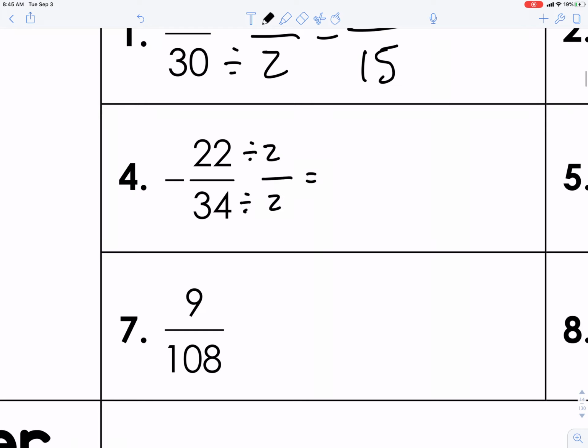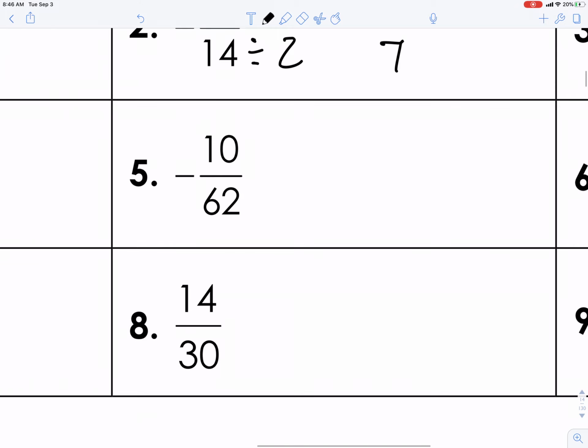So that gives me, and remember, there's a little negative over here. There's one negative. That means my answer is negative. 22 divided by 2 is 11. 34 divided by 2 is 17. Those are not even, so I can't take 2 out of them, and there's nothing that goes into 11 and 17 that I could divide them both by and still get a whole number. So that's my final answer, negative 11 over 17.